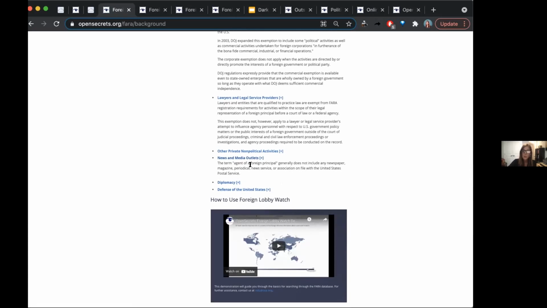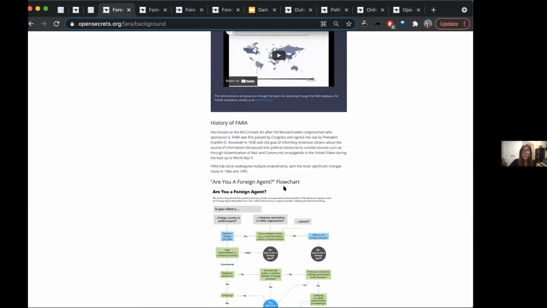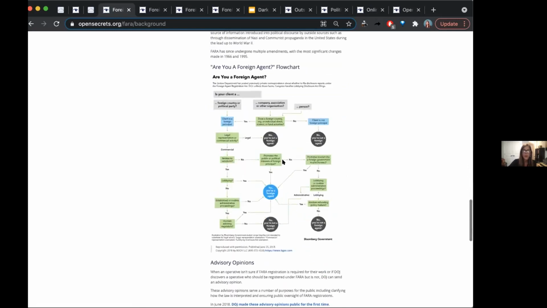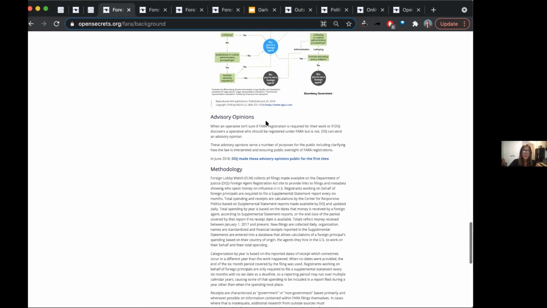And as I mentioned, diplomacy, you will sometimes see embassies, but that's when they're engaging in something beyond typical diplomacy or consular duties and are in that quasi-political realm. You also have kind of a brief history of FARA, how it was originally started as a law to fight Nazi propaganda in the United States and has since evolved as lobbying has evolved. As well as the methodology.